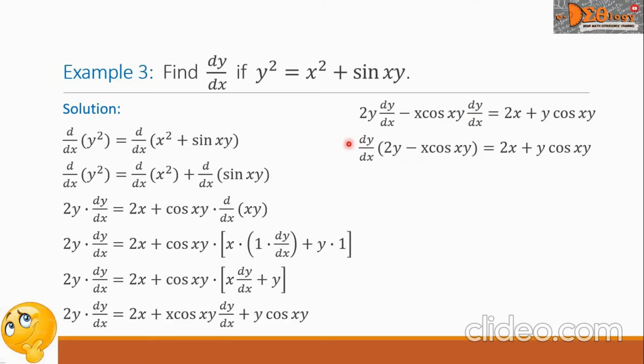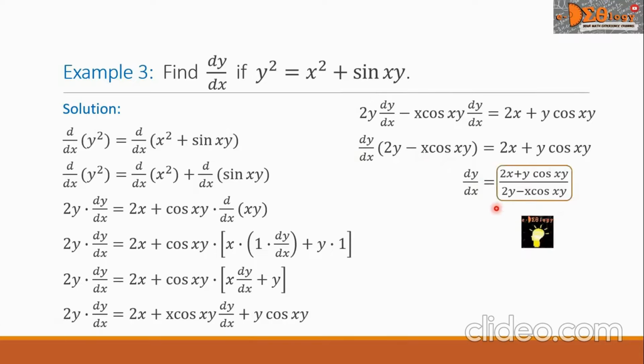So we want to isolate dy over dx. Let us divide the equation by 2y minus x cosine xy. So dy over dx is equal to 2x plus y cosine xy all over 2y minus x cosine xy. This is our final answer.